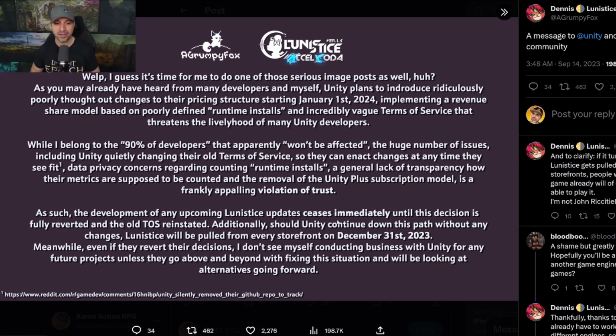As such, the development of any up-and-coming Lunistis updates cease immediately until this decision is fully reverted and the old TOS reinstated. Additionally, should Unity continue down this path without any changes, Lunistis will be pulled from every storefront on December 31st, 2023. Meanwhile, even if they revert their decisions, I don't see myself conducting business with Unity for any future projects unless they go above and beyond with fixing the situation, and we'll be looking at alternatives going forward.